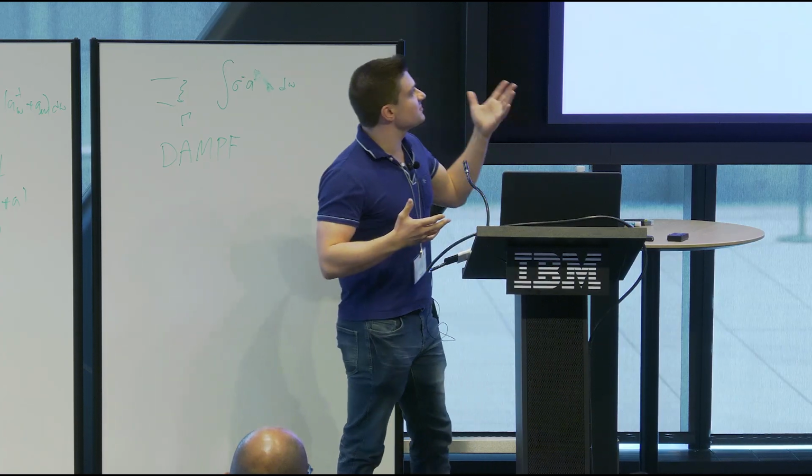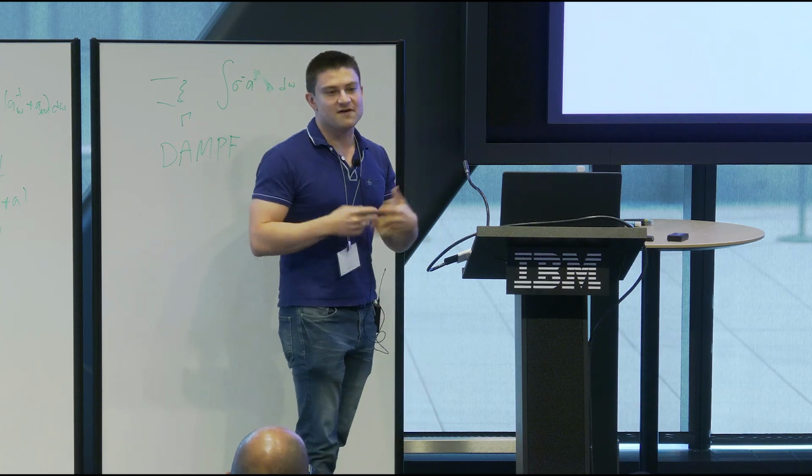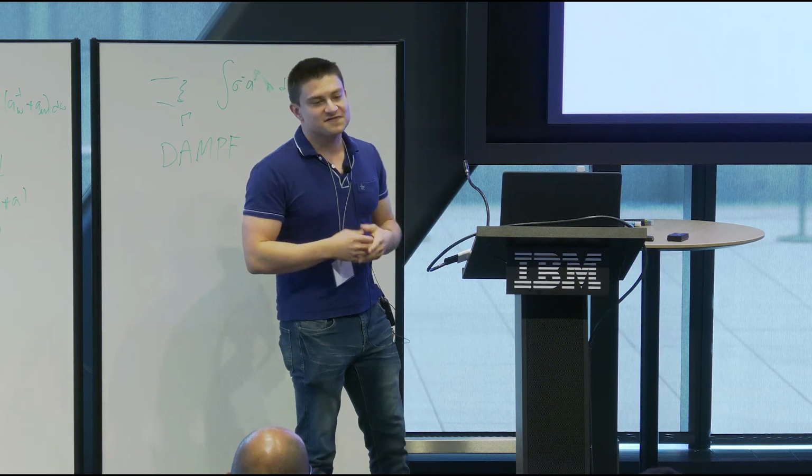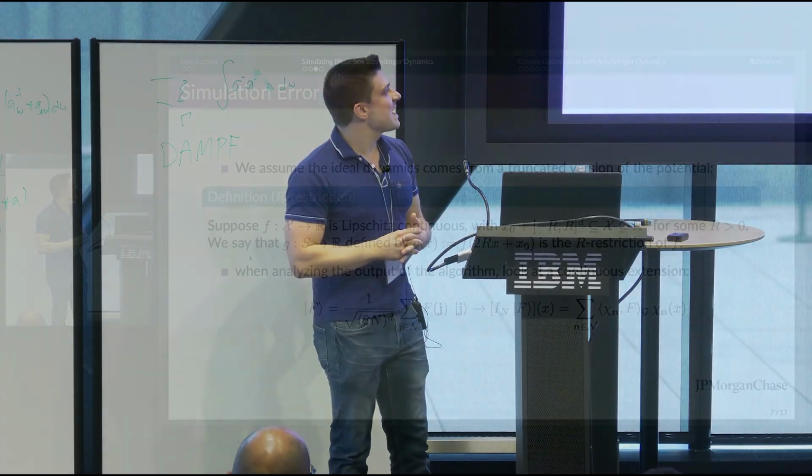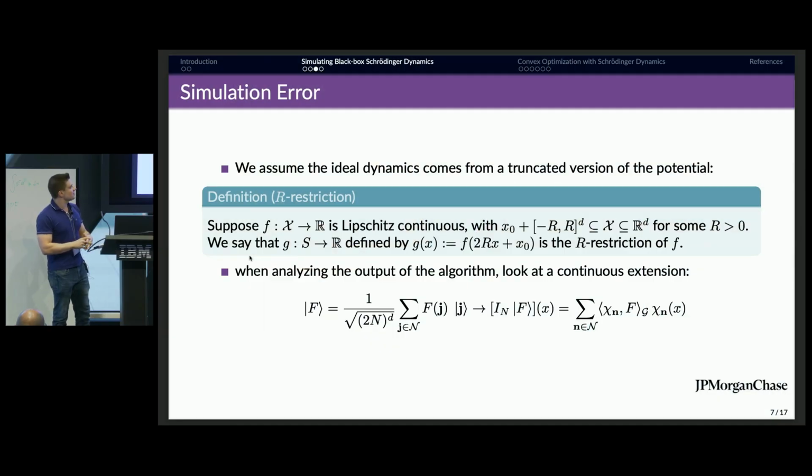And so here, as I mentioned, we have this truncated version of the potential. We define this thing called R restriction, which is effectively just truncating the potential to some R-length hypercube. And this gives rise to a qubitized state. So we have here a digital state, which is defined by a sequence F, which maps, of course, points on this n to the d grid to complex numbers.